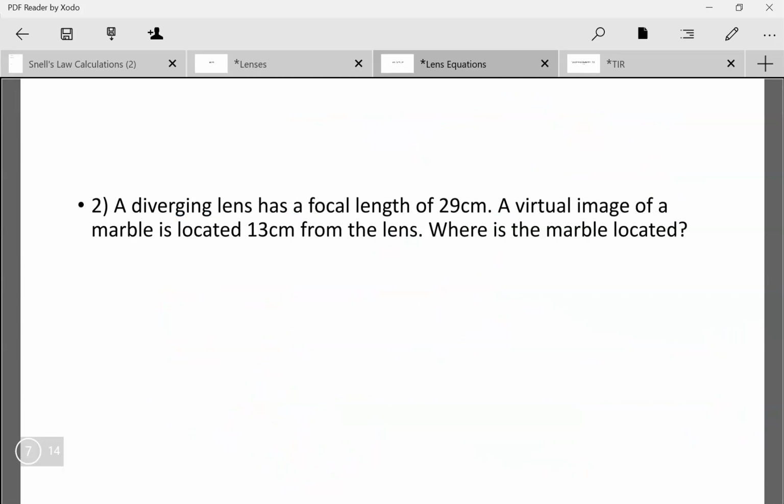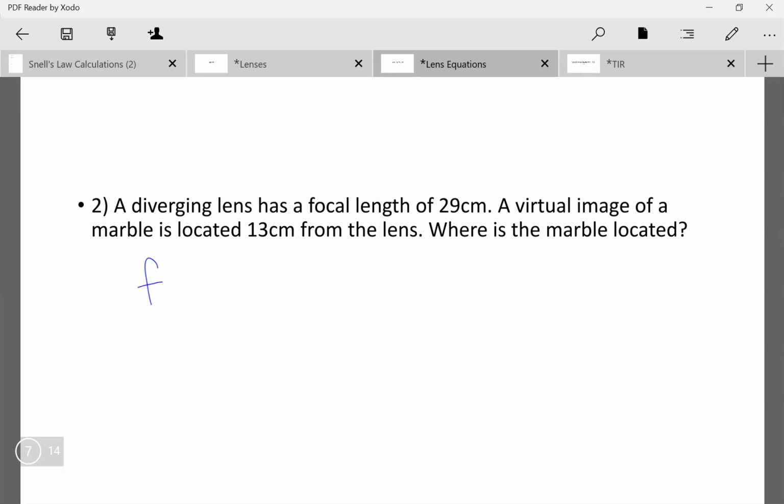Diverging lens has a focal length of 29 centimeters. Focal length equals 29 centimeters. Diverging lens, very important, negative focal length. Virtual image of a marble is located 13 centimeters from the lens. The distance of the image is given to us as 13 centimeters.